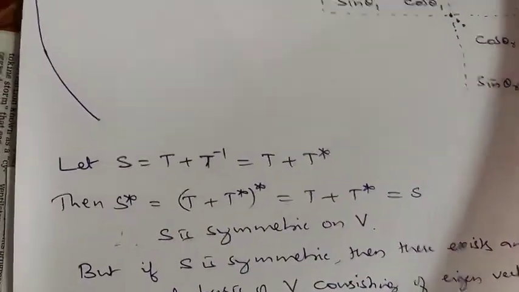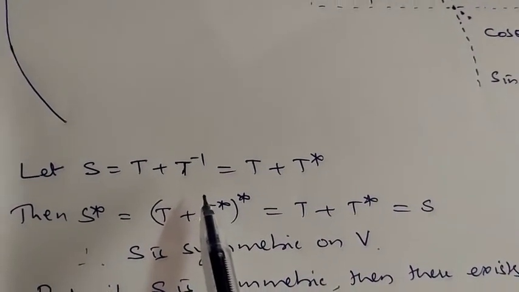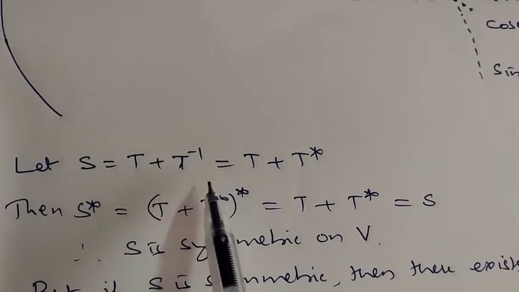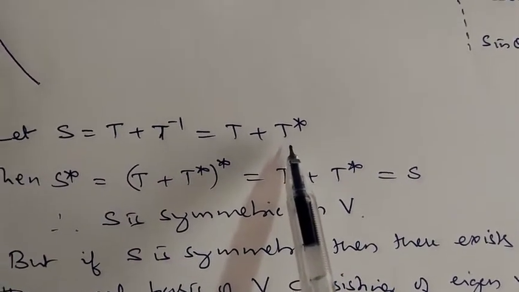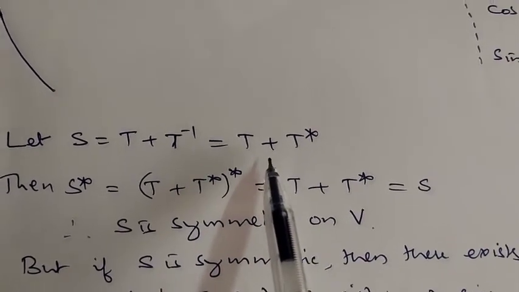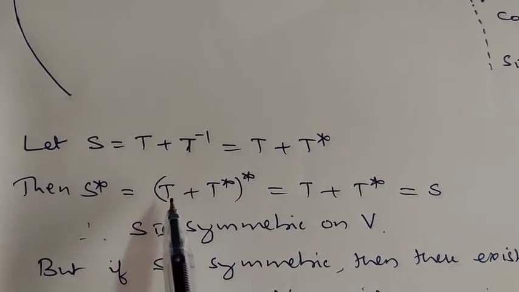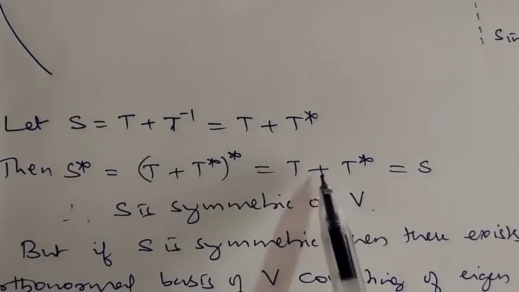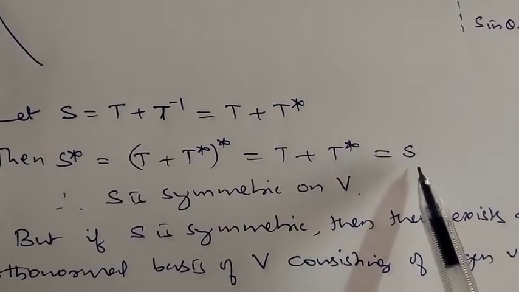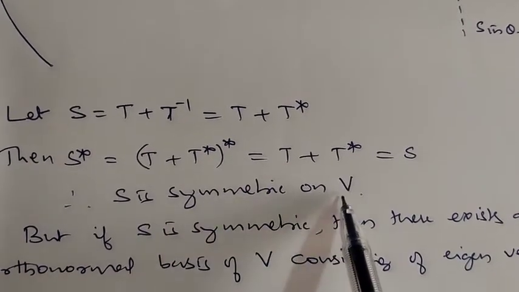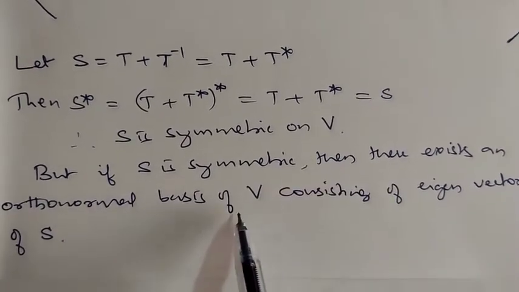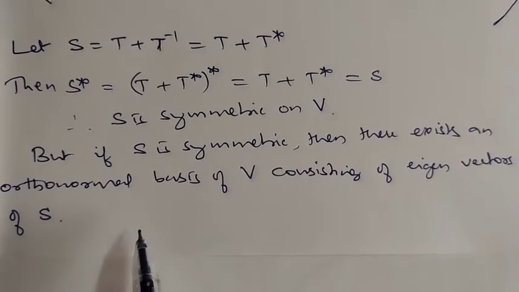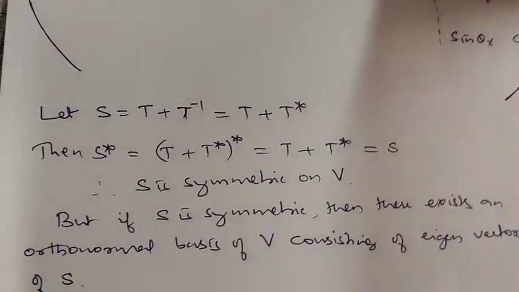Let us take it up one by one. Let S be the sum T plus T inverse, or T plus T star, because it is an orthogonal operator. Then S star is T plus T star whole star, which gives T plus T star itself, that is, S. Therefore, S is symmetric. If S is symmetric, then there exists an orthogonal basis of V consisting of eigenvectors of S.